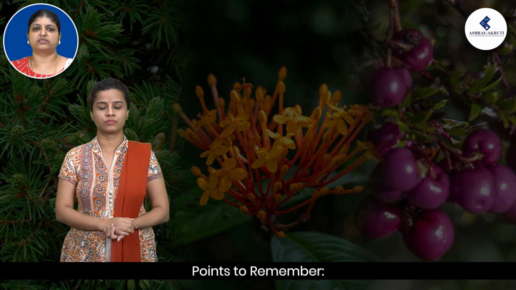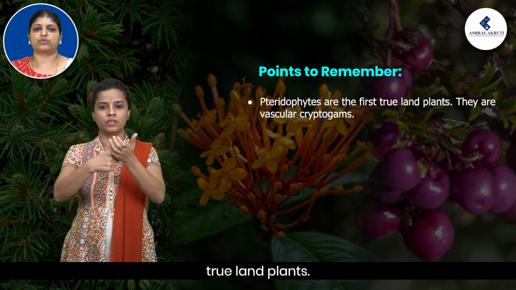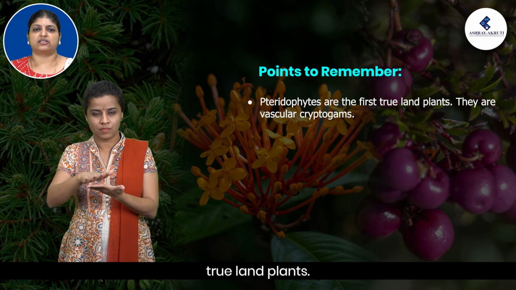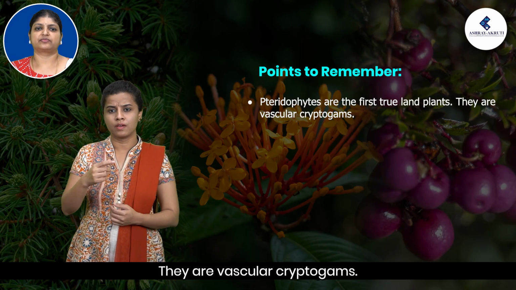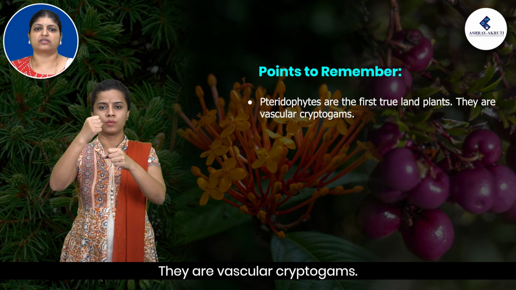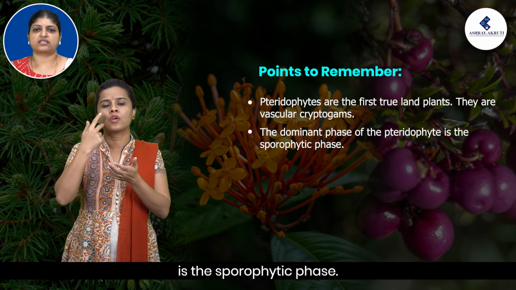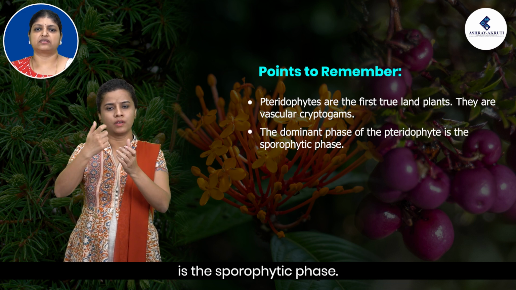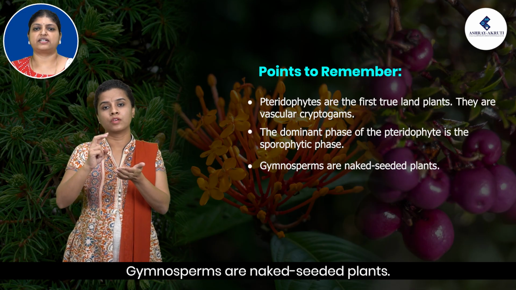Points to remember. Pteridophytes are the first true land plants. They are vascular cryptogams. The dominant phase of the pteridophyte is the sporophytic phase. Gymnosperms are naked seeded plants.